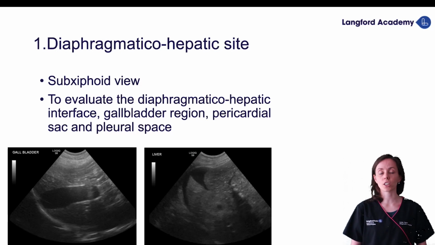On the left-hand side, you've got a picture of a normal interface between the diaphragm, which is this hyperechoic line, the liver directly in contact, and then the gallbladder. On the right-hand side, you've got the liver, where the liver lobes are separated with some fluid, which is anechoic.